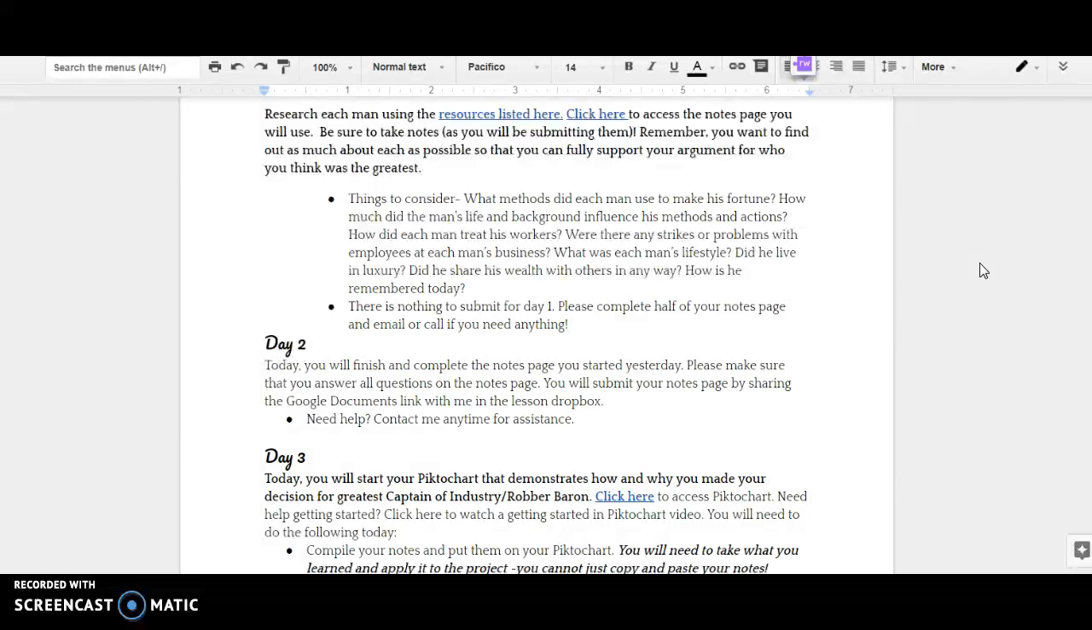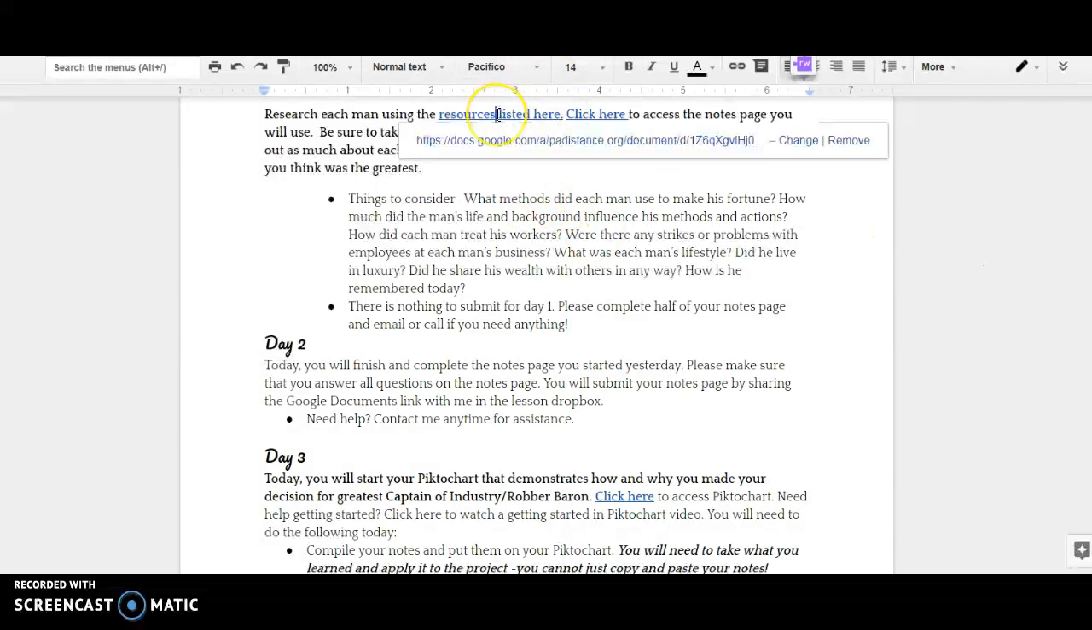There is nothing to submit for today, day 1. You're going to complete half of the notes page today, and then you'll finish it tomorrow and submit it tomorrow. So nothing to complete today. Remember, the more work you do up front, the less you'll have to do later on. If you have any questions about this, please email or call me.